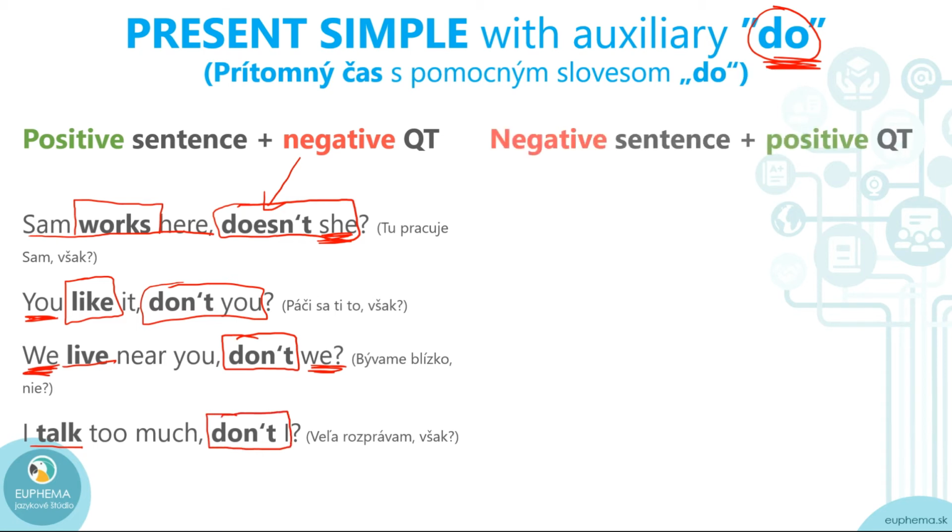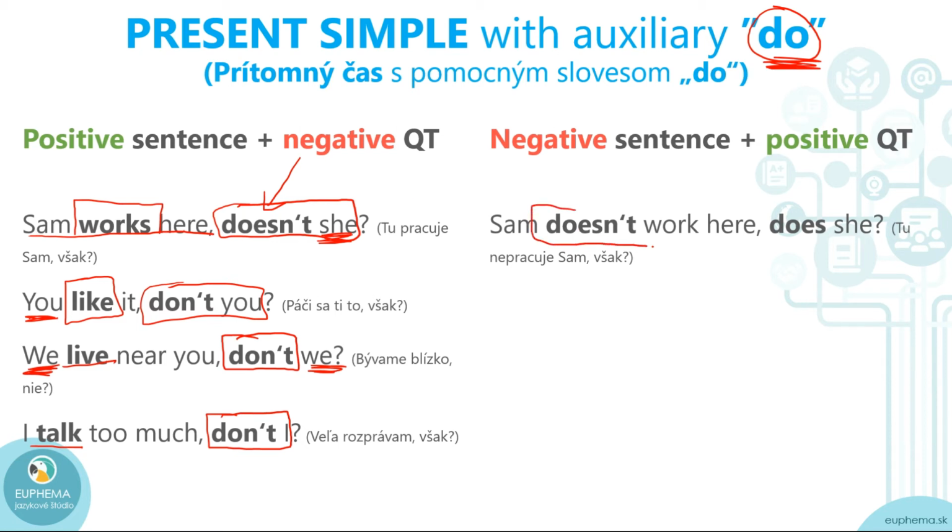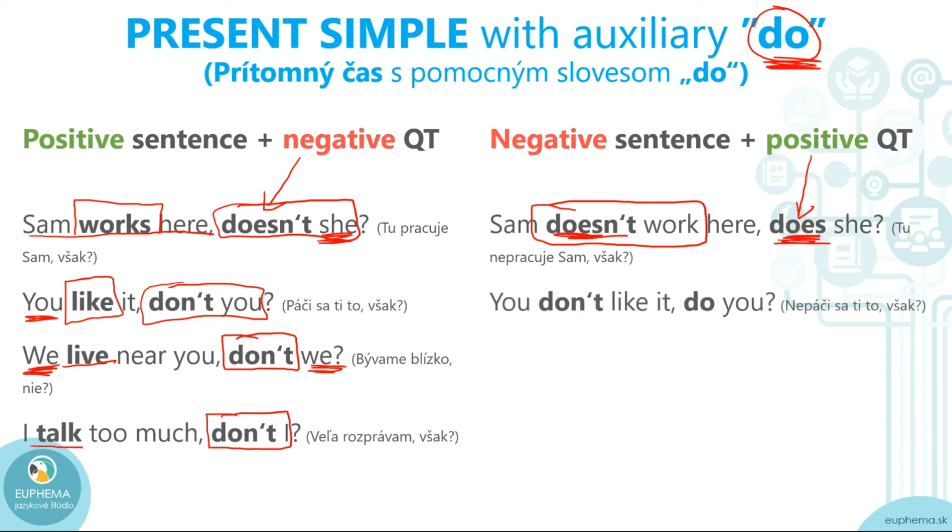Now let's reverse it. Negative sentence plus positive question tag. Sam doesn't work here, does she? So we started with a negative, doesn't work. It's a third person, so doesn't, okay? And positive question tag, okay? So does she? You don't like it, do you? Right? So negative, don't like, plus a positive question tag, do you?